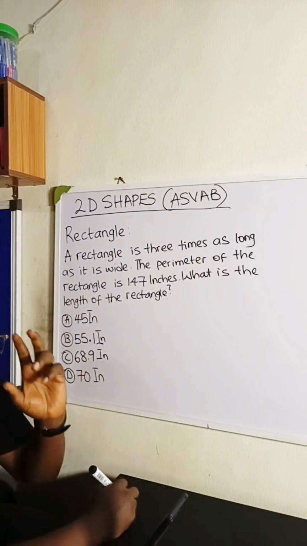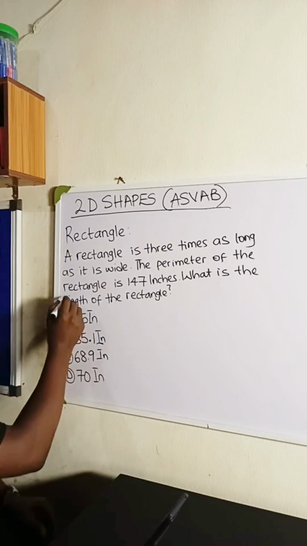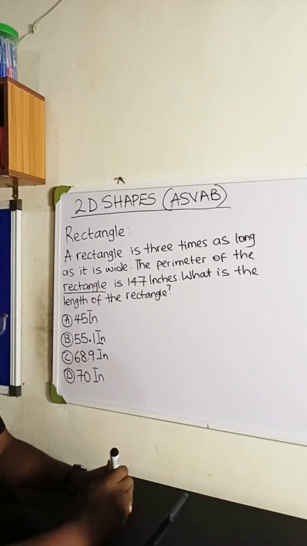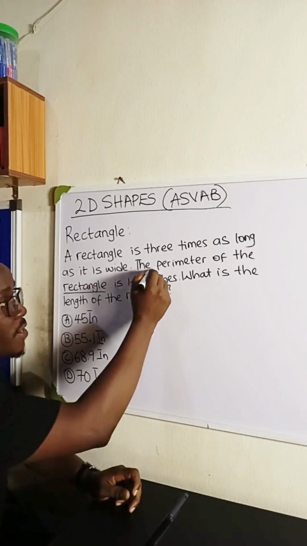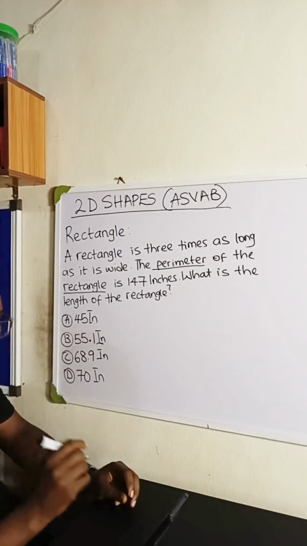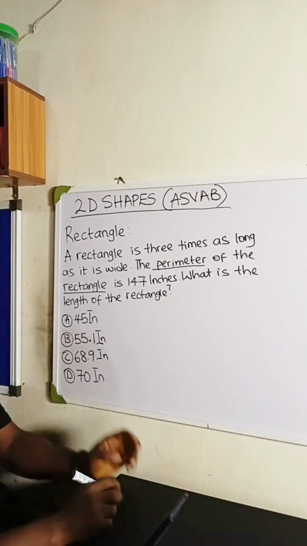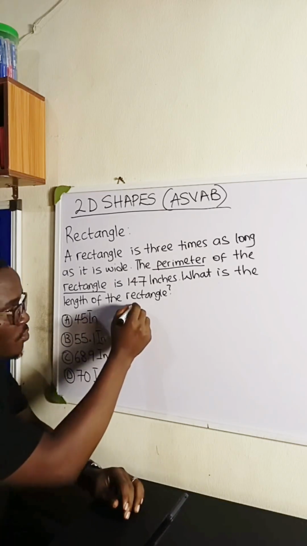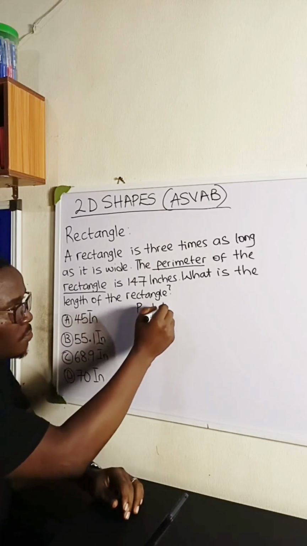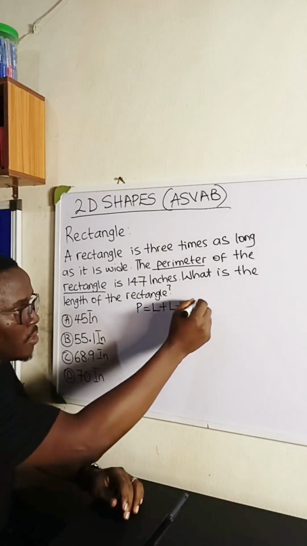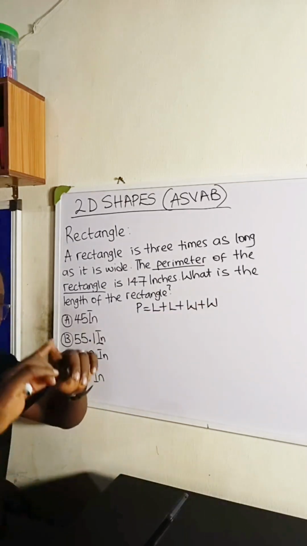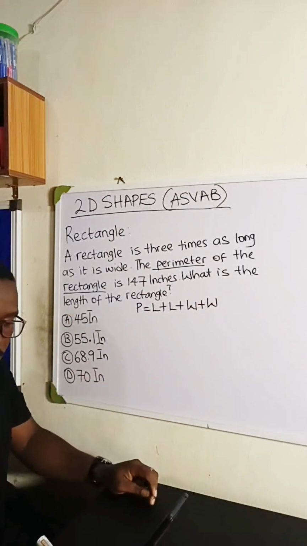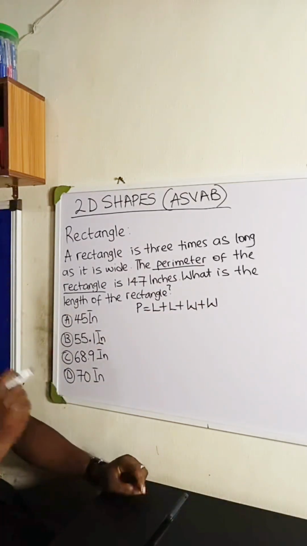First, we know that the shape we are working on is a rectangle. Second, we know that our focus is on the perimeter of the rectangle, not the area, right? So what is the formula for the perimeter of a rectangle? We already know that the perimeter of a rectangle is length plus length plus width plus width. Remember, the perimeter is the sum of all the sides of the rectangle. Now let's draw the rectangle.